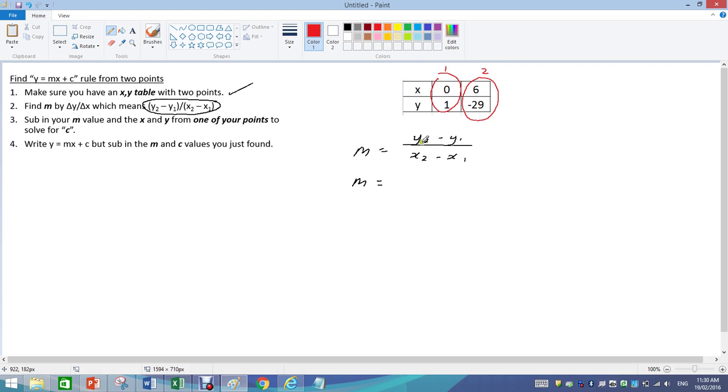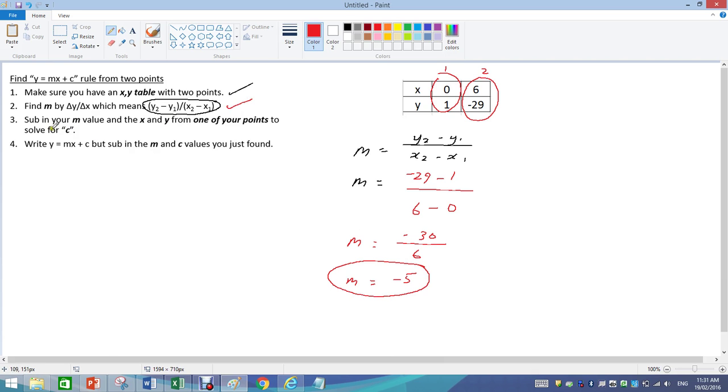So we just sub in y2. So second point, y value, say it's negative 29. Take away y1. Now y1 is 1. Divided by x2, which is 6. Take away x1. x1 is 0. So therefore m equals, if you do this in your calculator, you'll find that's negative 30 on 6. And if you type that into your calculator, negative 30 on 6, it'll be negative 5. So there we go, we've found m.